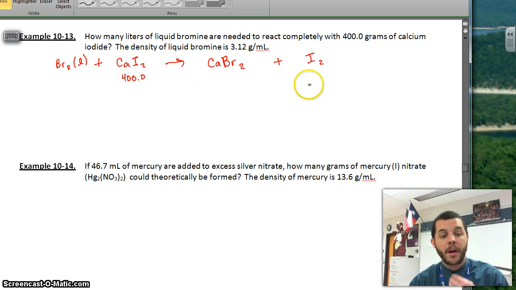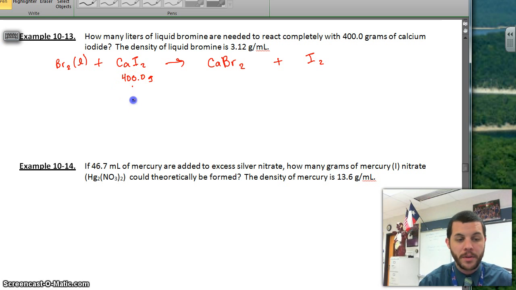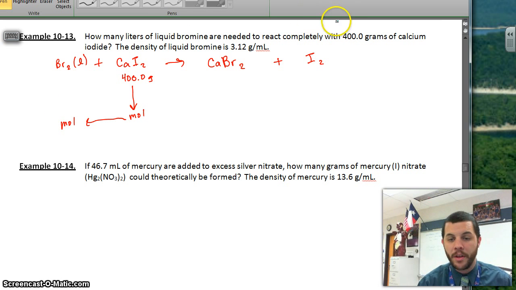Okay, so now we need to figure out what we need to do. We need to do our mole road. Okay, so I've got 400 grams already. Can I go from grams to moles? Yes. Okay, can I go from moles of this to moles of bromine, which is what I'm looking for? Yes. Okay, now though, oh, I forgot to find out what I'm looking for. I'm looking for question mark liters.